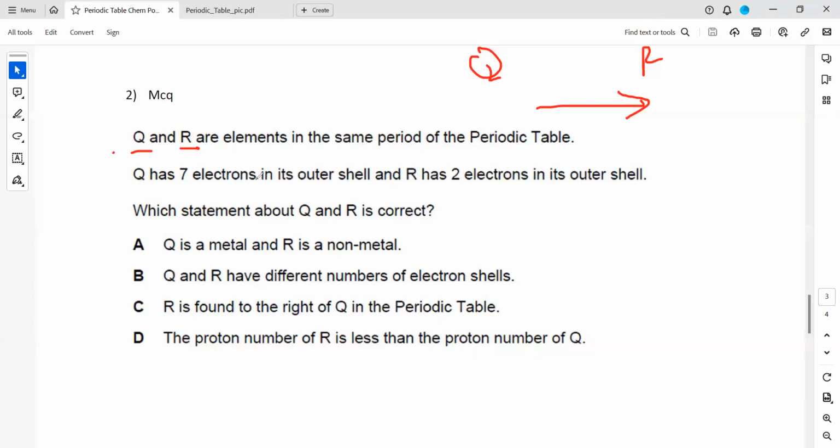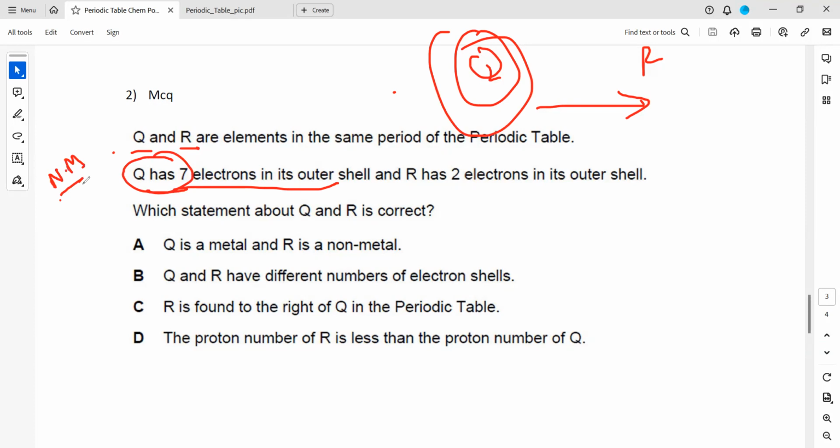Q has 7 electrons in the outer shell. So if it has 7 electrons, what information do we get? This gives an idea that it is a non-metal, because having 4, 5, 6, 7 or 8 electrons in the outer shell means a non-metal. R has 2 electrons in the outer shell. So what does this give an idea of? This gives an idea that R is a metal, because 1, 2, and 3 will be a metal.